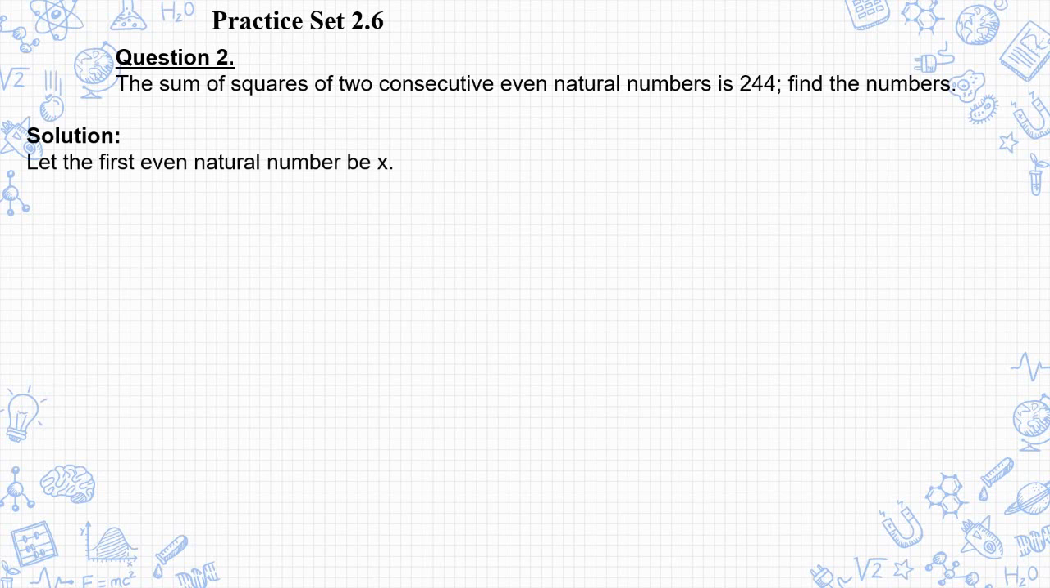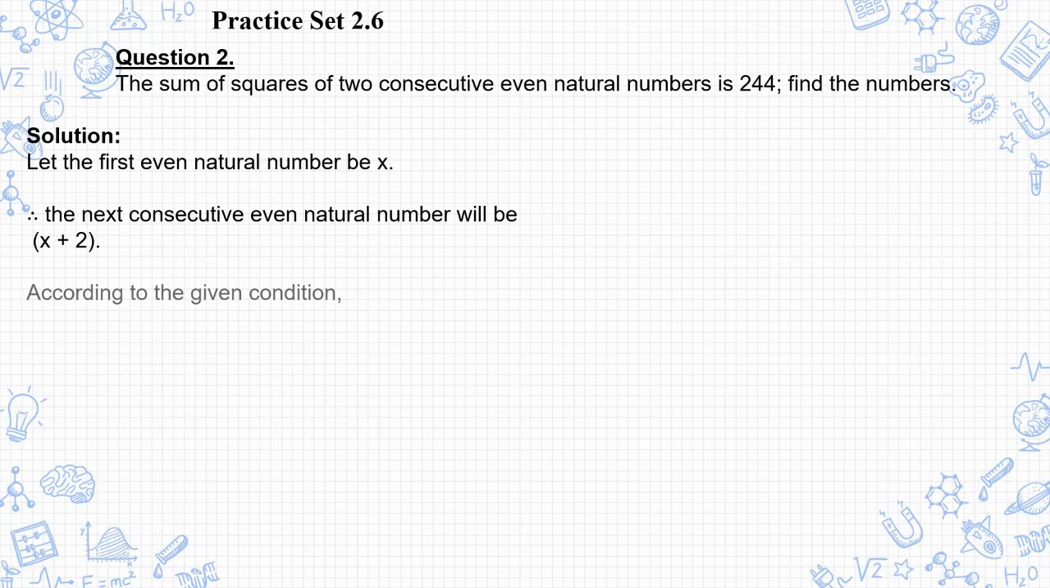Solution. Let the first even natural number be x. The next consecutive even natural number will be x plus 2. Since we know after the difference of 2, we get the next even natural number. So if the first even natural number is x, after that the next even natural number will be x plus 2.